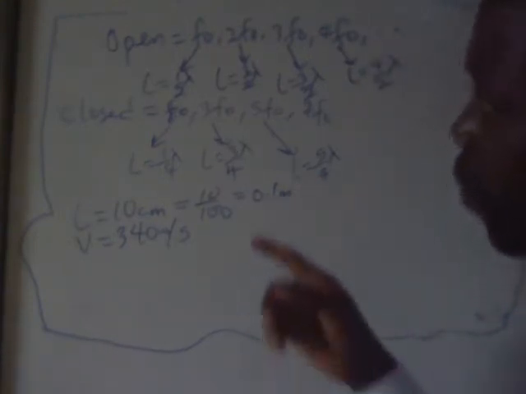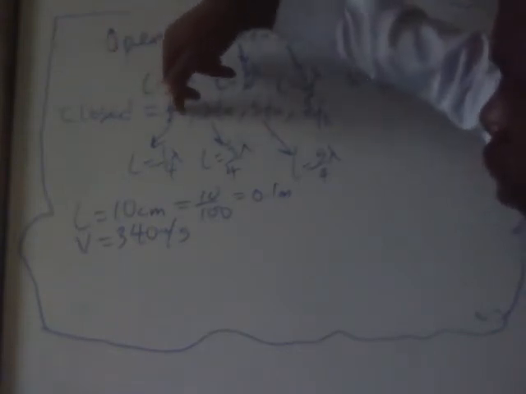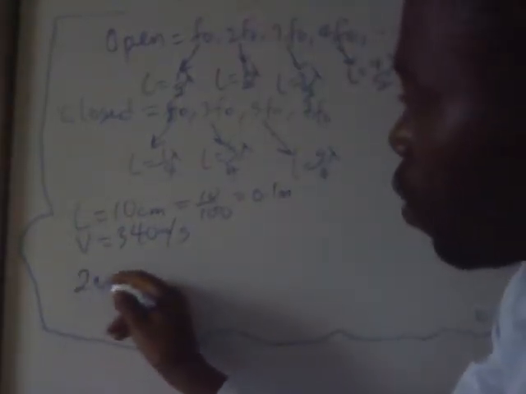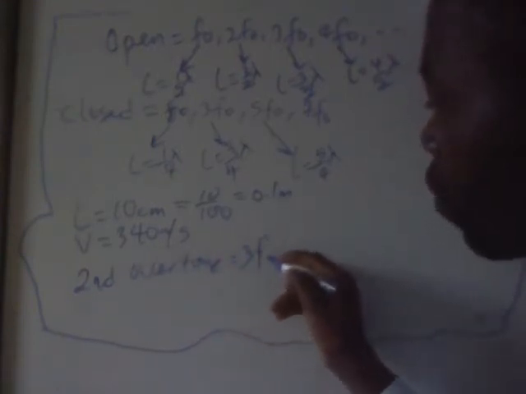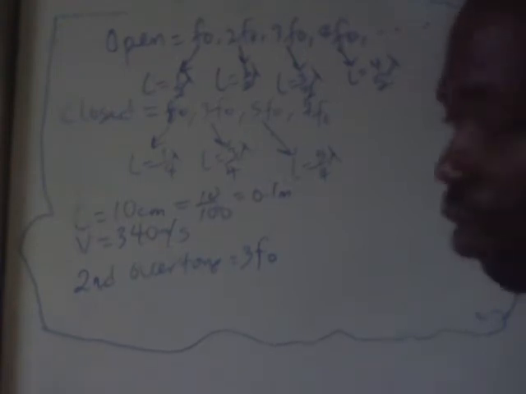Let's go to the open pipe. For an open pipe, this is the first harmonic, second harmonic, third harmonic, fourth harmonic. For a closed pipe, also first harmonic, second harmonic, third harmonic, fourth harmonic. But for overtone, we start from the second one. So this is the first overtone for the open pipe, and this is the second overtone. We are looking for the second overtone, which is 3 F naught.